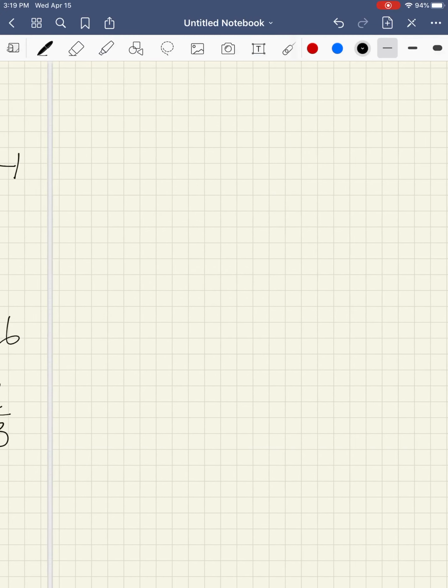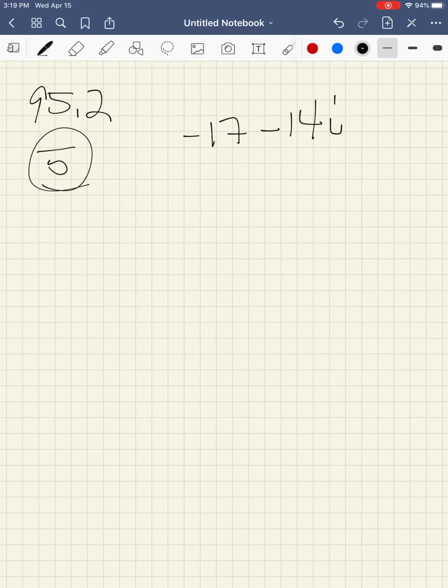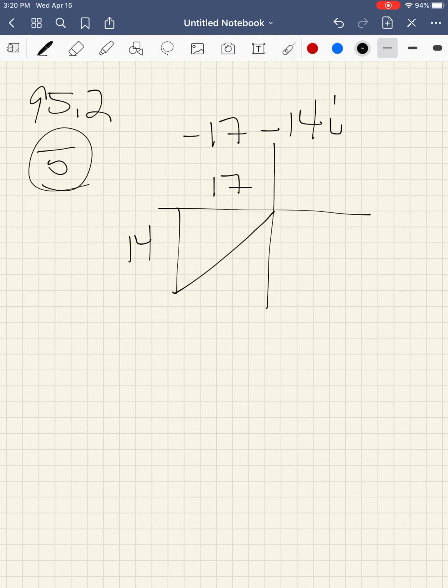Okay, let's try another one. It says find the 5 fifth roots of minus 17 minus 14i. So what did we say we have to do first? Right, draw a sketch. Okay, so negative 17, negative 14, so we need this. Now remember, this angle is measured from here around to here. So when we find this, we're going to have to add 180 to it to start with.